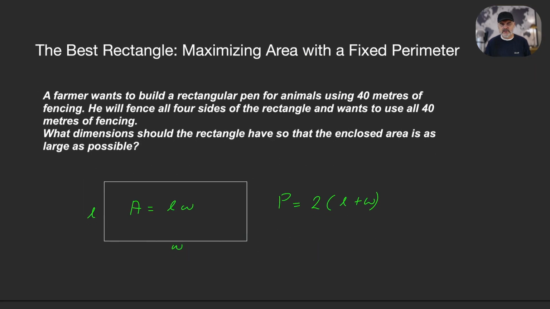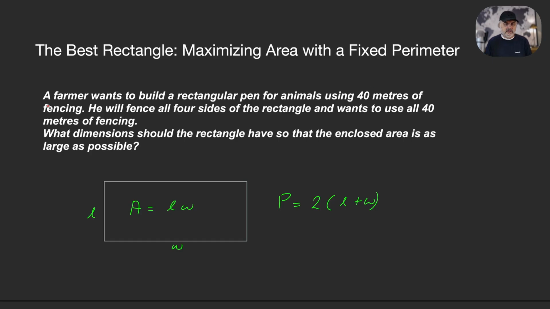So let's dive into this word problem. The best rectangle, maximizing area with a fixed perimeter. So the rectangle would be the main point of interest. That's the geometric shape that we have to recall, what it looks like and what the features of that shape are. How to find the area and how to find the perimeter is something you are expected to know. If you don't know, don't worry about it. You can always quickly search up what the area formula and the perimeter formula are.